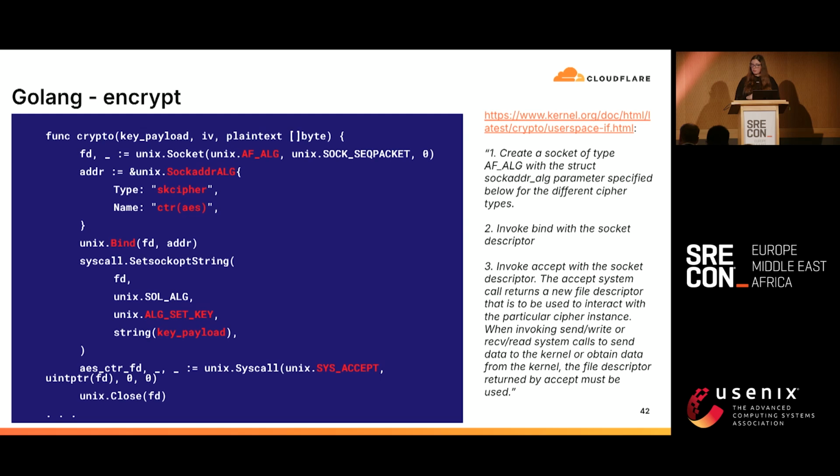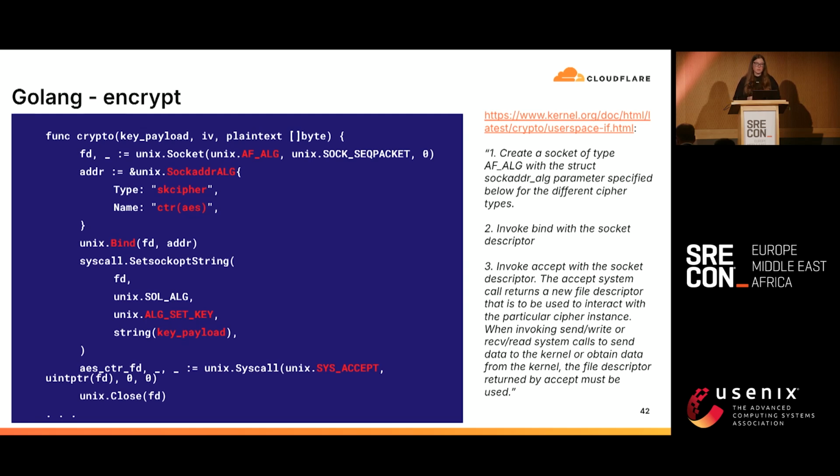This is the crypto function, and on the right side, I quoted the official Linux kernel documentation on how to integrate with the crypto API. On the left side, I put the words from the documentation into Golang syntax, and this is what we have. This function is crypto. It can be used for both encryption and decryption operations. I will show you on the next slides how to change the type of operation.